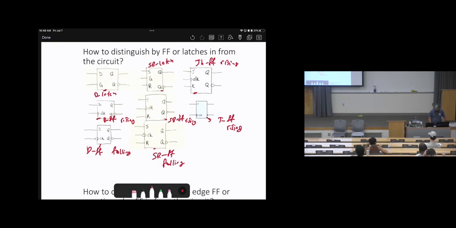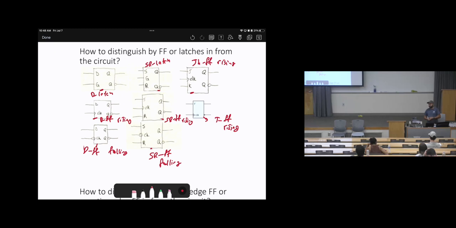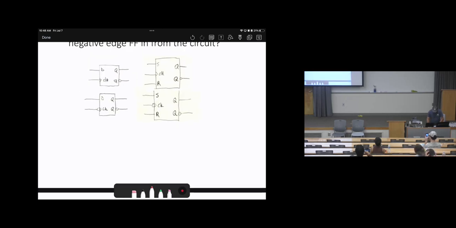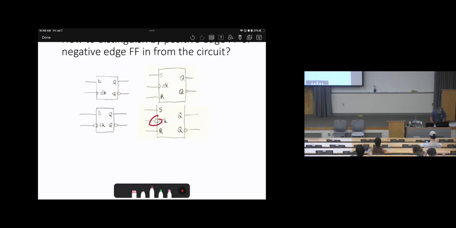So you need to be aware of all of these. It's a must, because when you see this, it will not be provided to you whether this one is a flip-flop or this one is not. So you need to be aware of all of these. Again, rising or falling: if there are bubbles, these are falling. If there are no bubbles, rising.